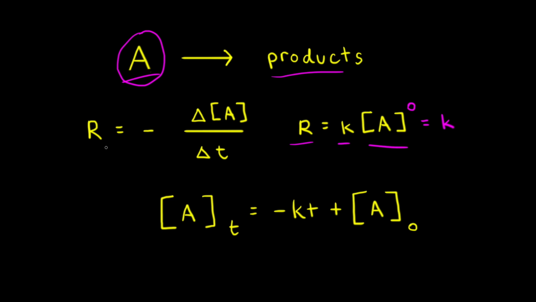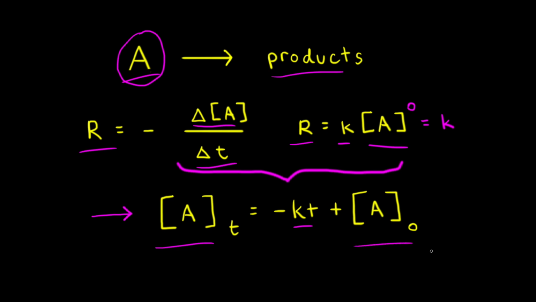We can also write that the rate of the reaction is equal to the negative of the change in the concentration of A over the change in time. If we set these two ways of writing the rate of reaction equal to each other, and we use some calculus, including the concept of integration, we will arrive at the integrated rate law for a zero-order reaction, which says that the concentration of A at time t is equal to the negative of the rate constant K times the time plus the initial concentration of A.